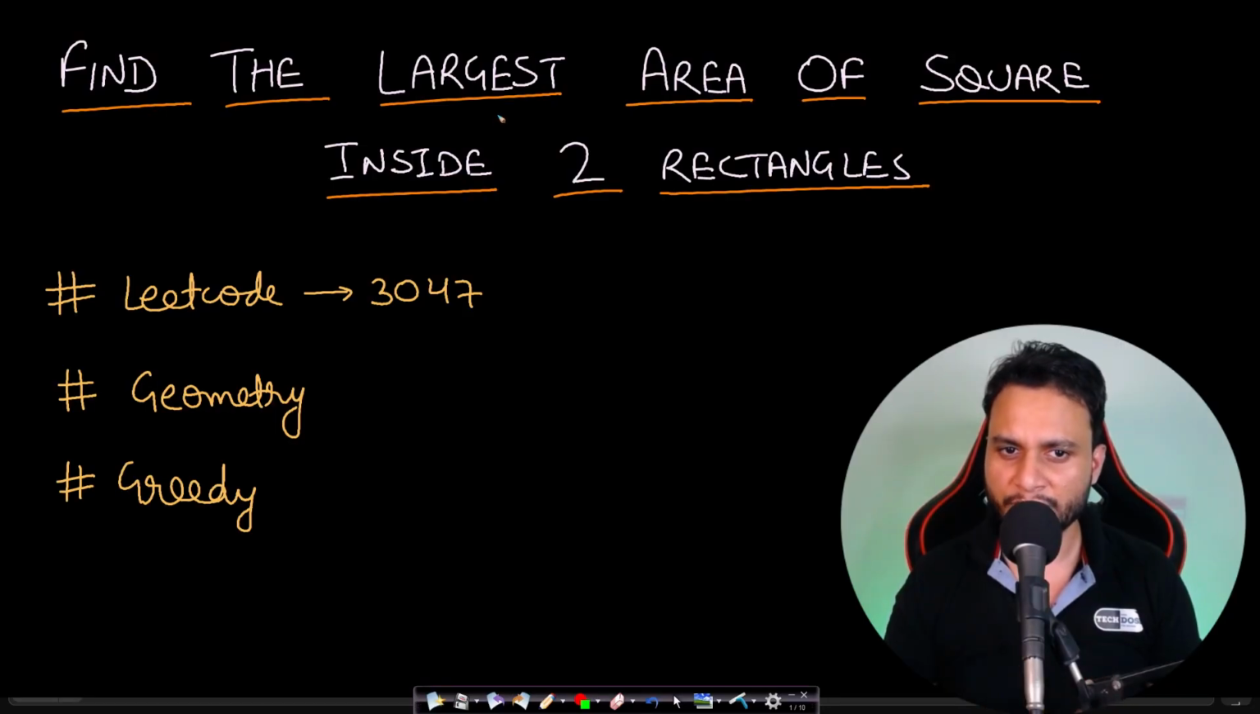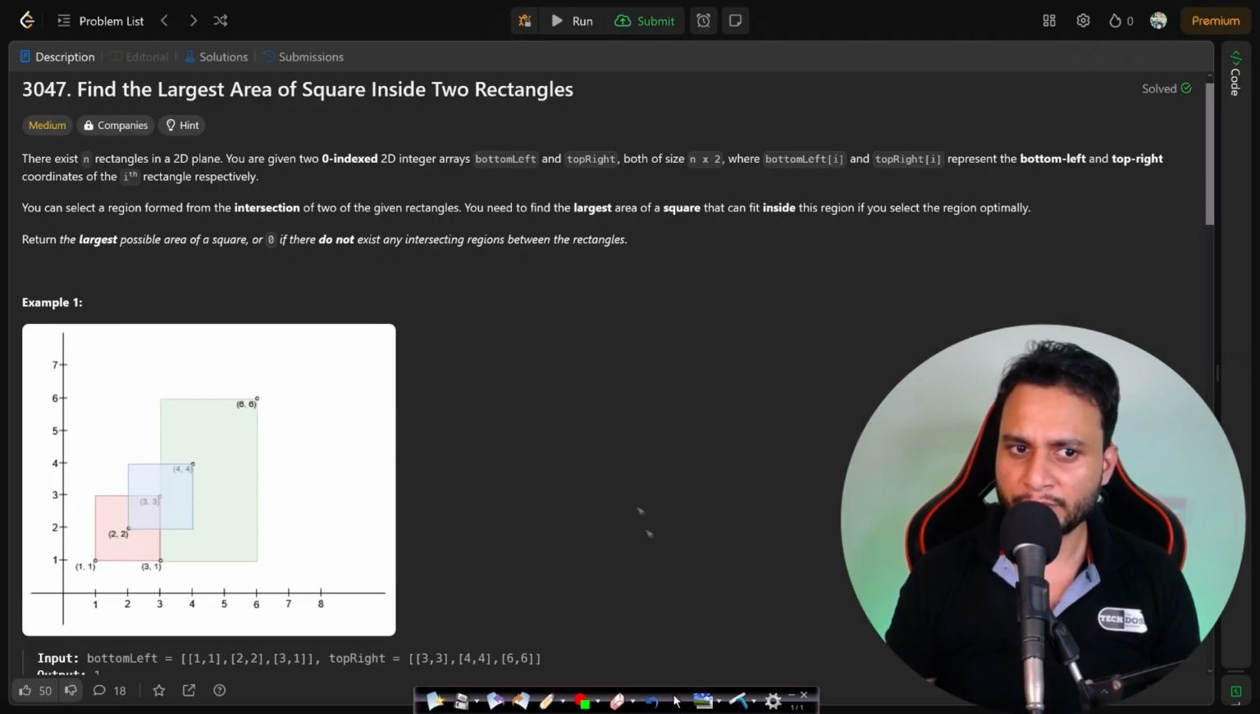Hello guys, welcome back to Techdose, and in this video we will see the find the largest area of the square inside two rectangles problem, which is from Leetcode number 3047, and this is based on the greedy geometry algorithm. Let's read the problem statement.